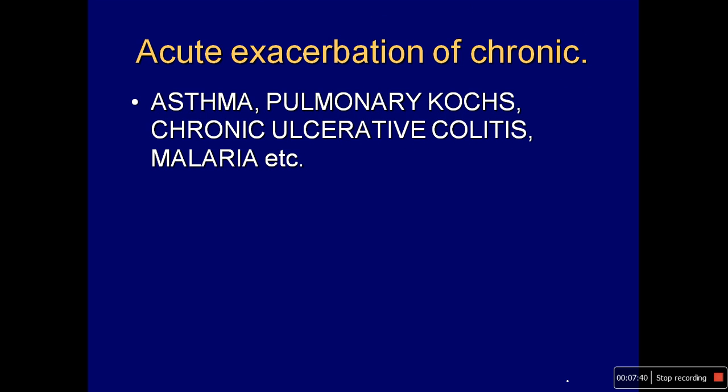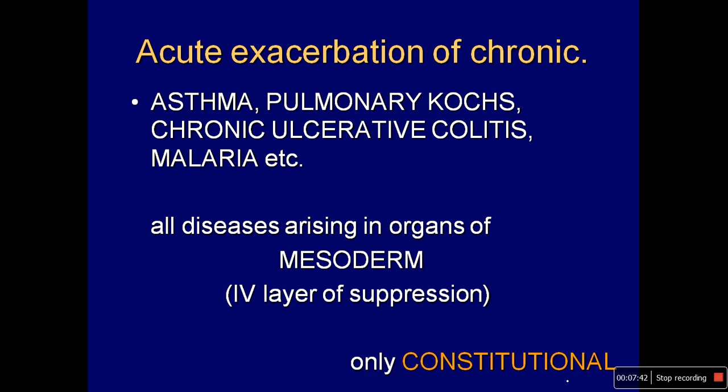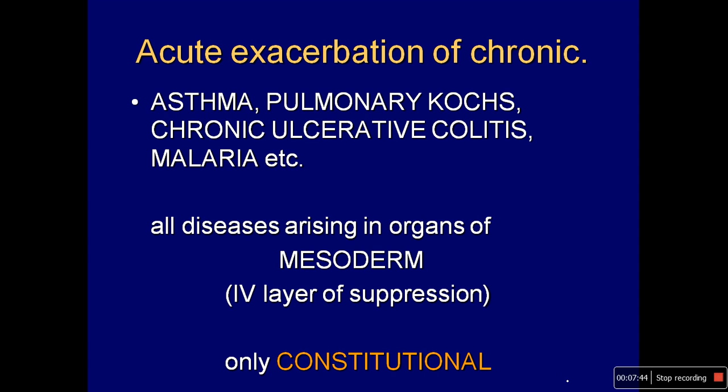Acute exacerbation of a chronic disease, asthma, pulmonary coughs, ulcerative colitis, etc. This arises from mesoderm. So only the constitutional remedy is to be prescribed, repeated.